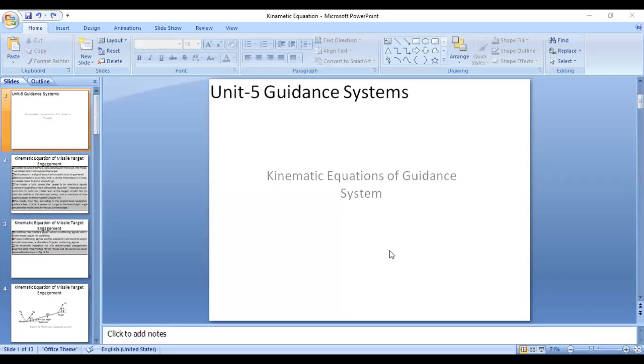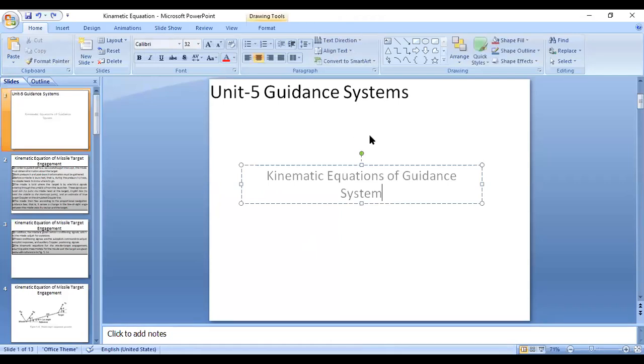fine. So we'll start with the kinematic equation. What is kinematic equation? First of all, we need to apply some equations of motion, as your missile and the target are both generally in motion. So we need to apply the kinematic equations of motion to get the required lateral acceleration signal so that your missile can be directed towards the target or along the line of sight.